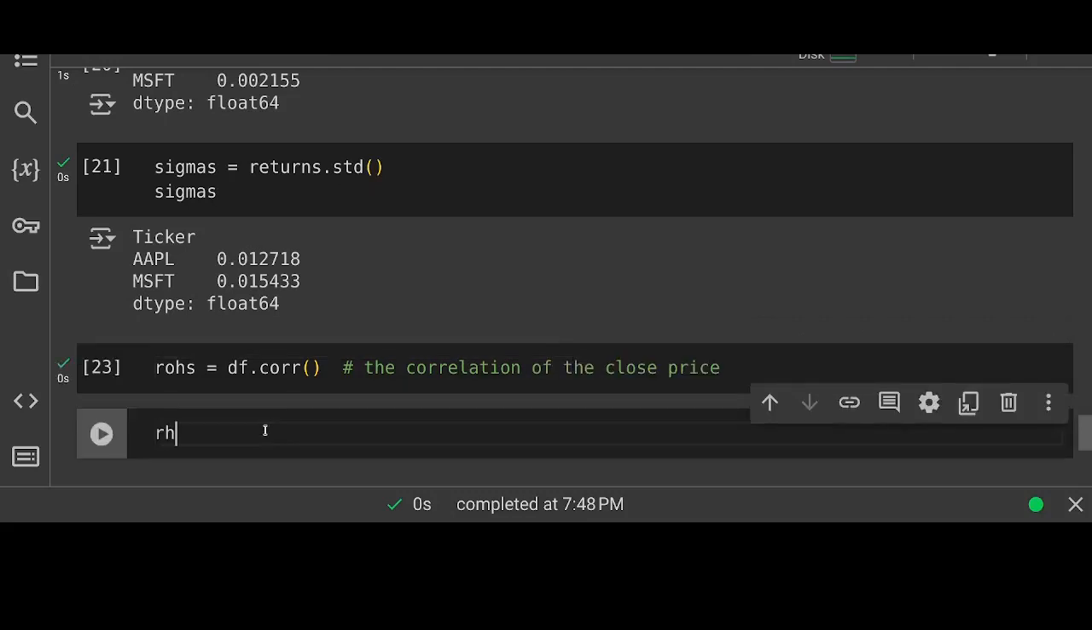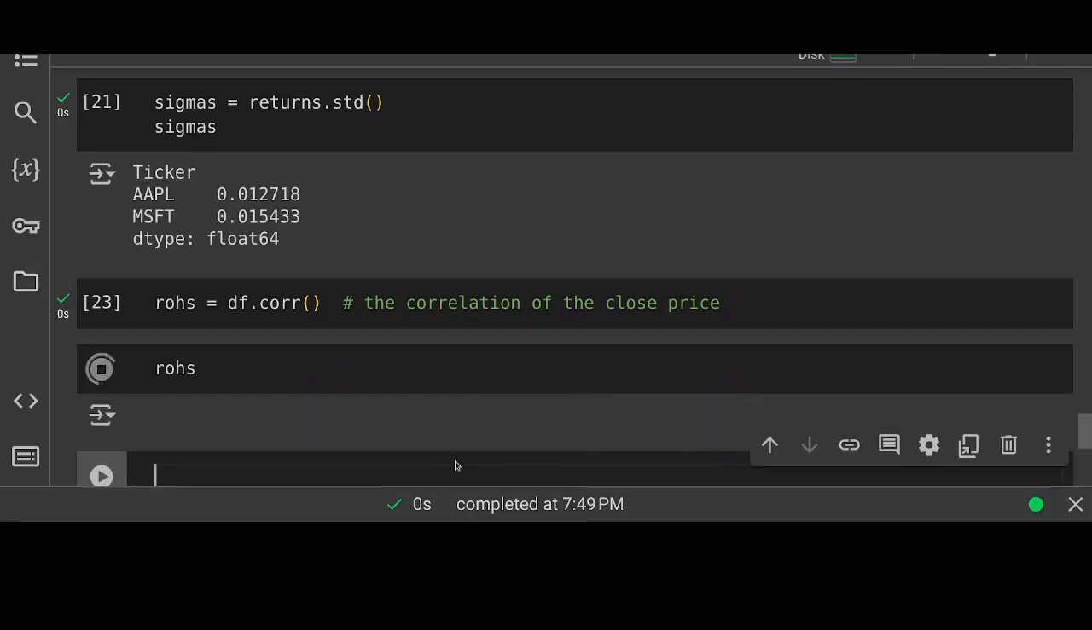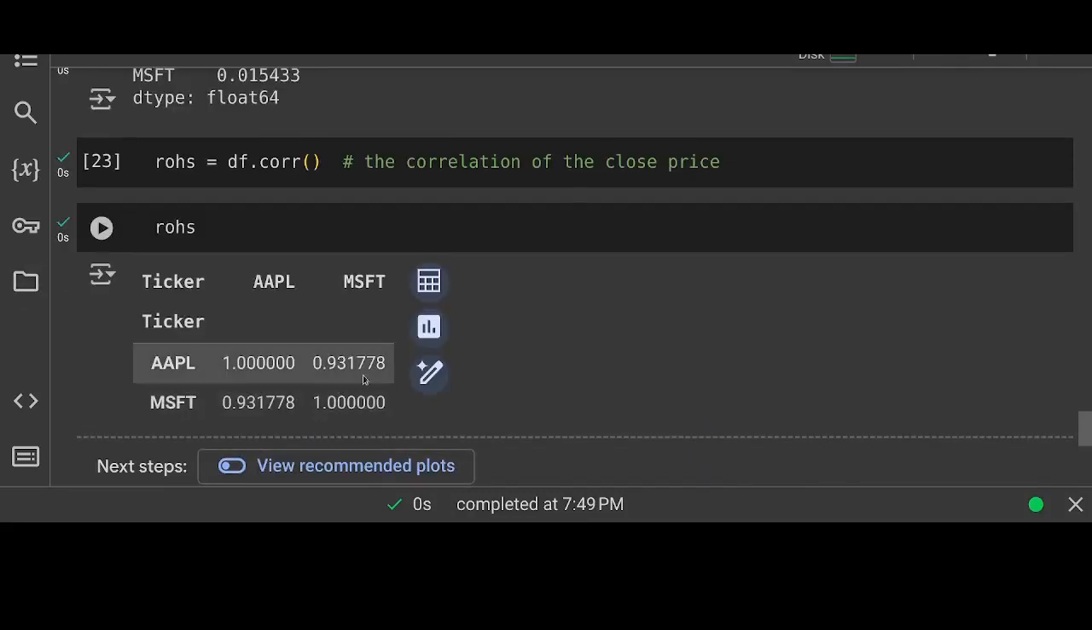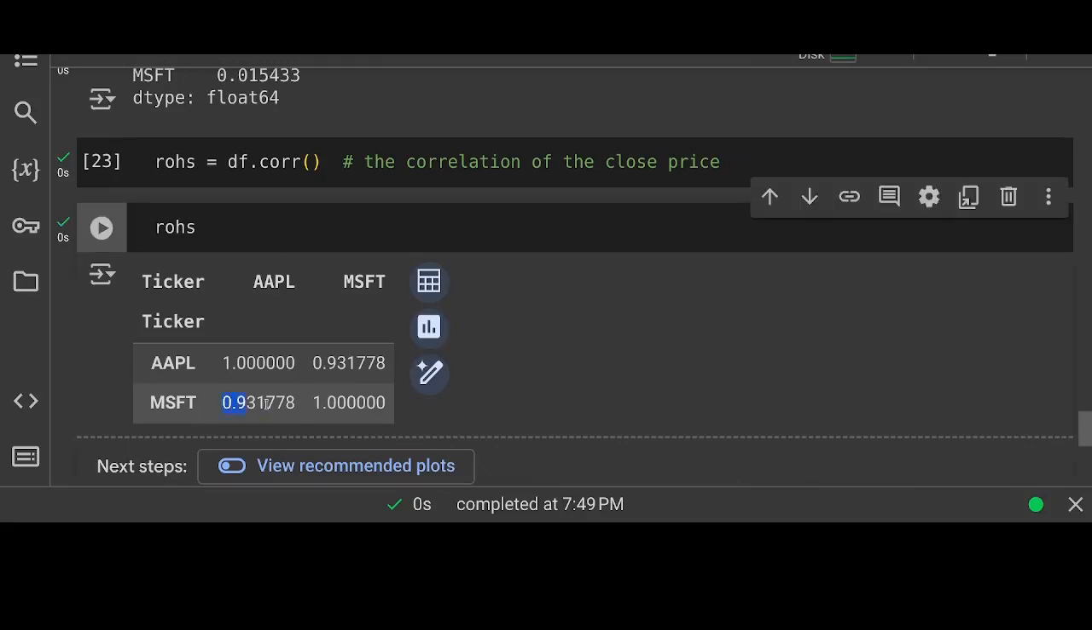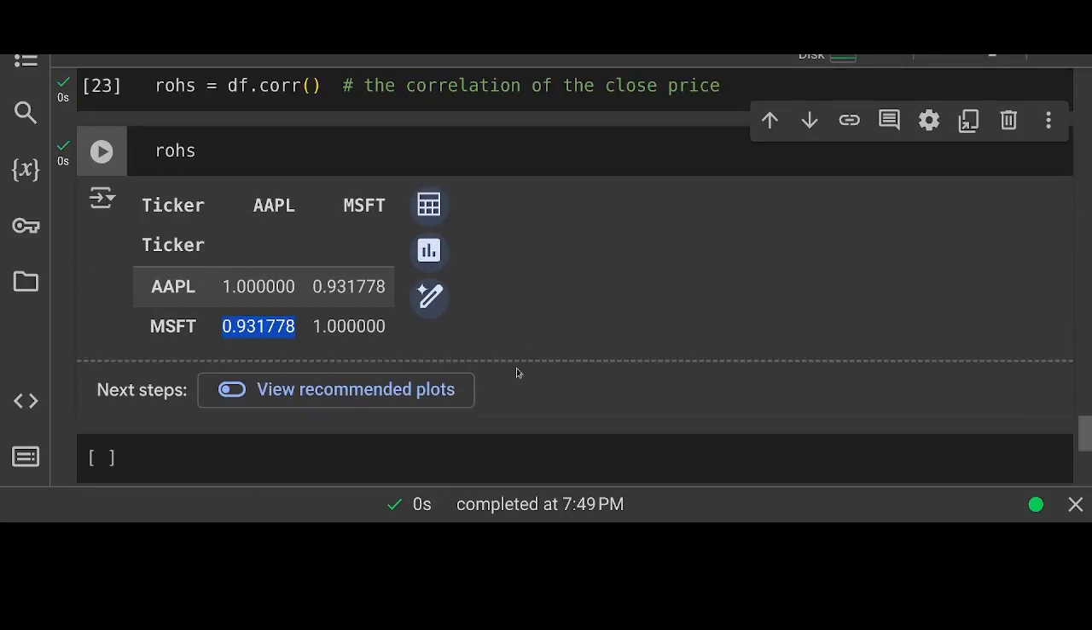So rhos, you can see this one. We have a matrix: the correlation between Microsoft and Apple is 0.93, concerning the adjusted close price.